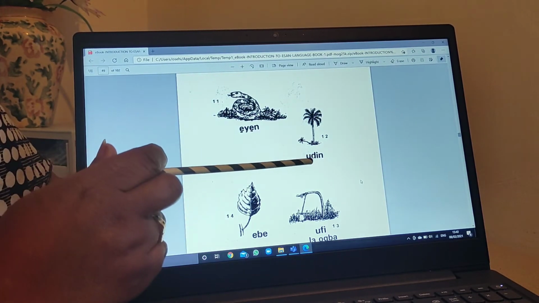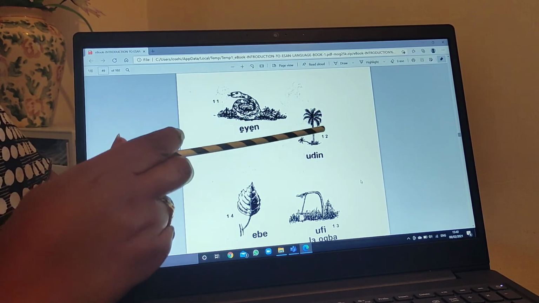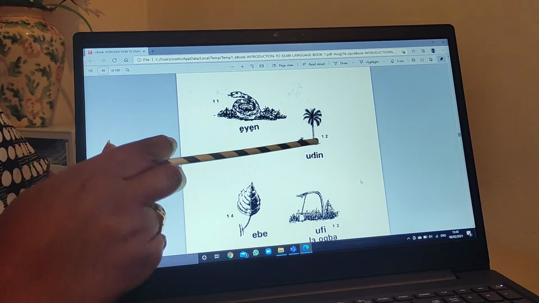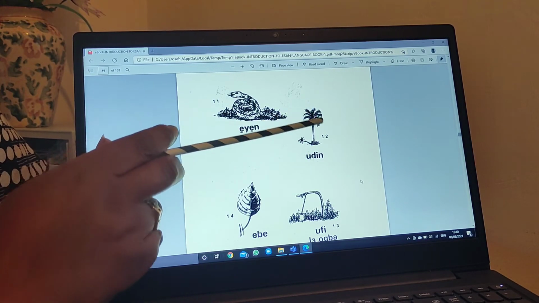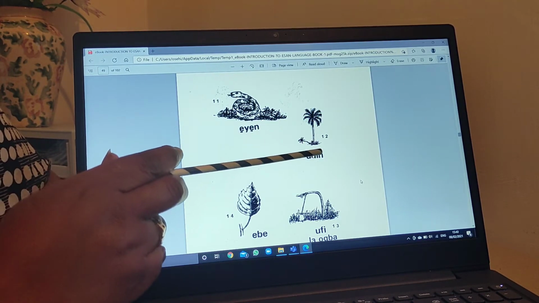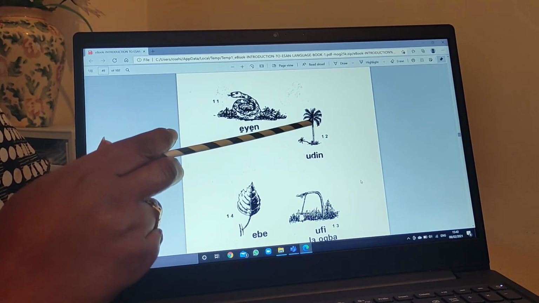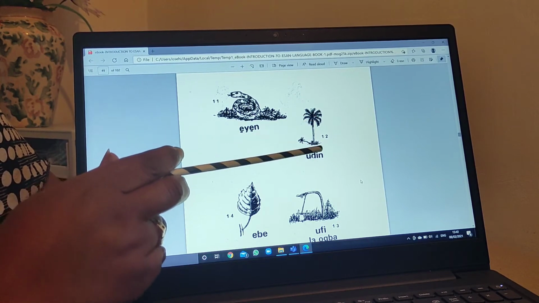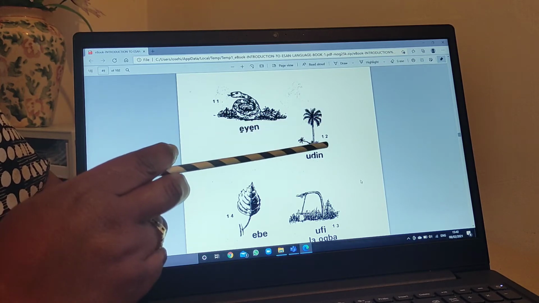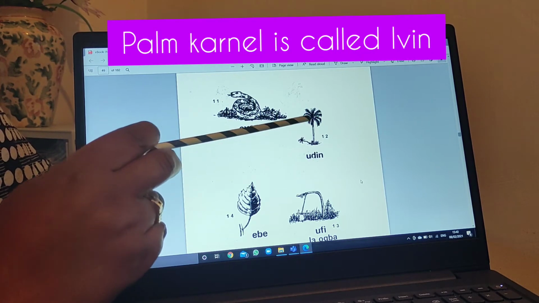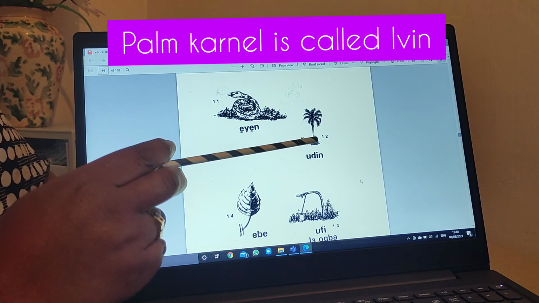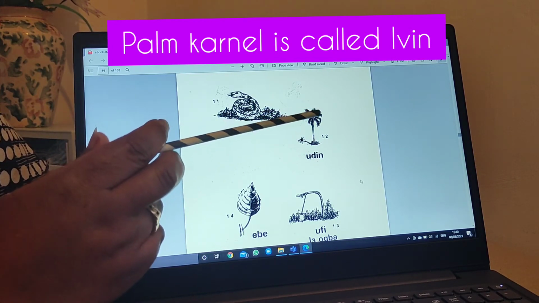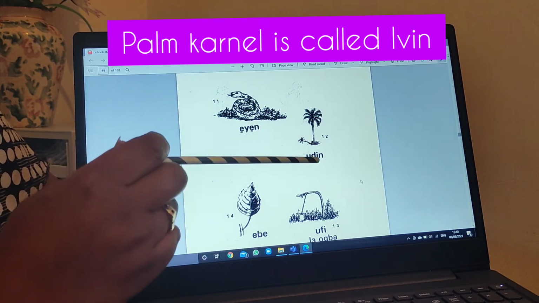Udin, as you can see here, is palm tree, which is mostly found in the bushes. Very common trees all over. And this is a very good tree where a lot of the palm fruit is used for banga, the palm oil soup, and the kernel inside it is a very good industrial produce that is used for cream and other things.